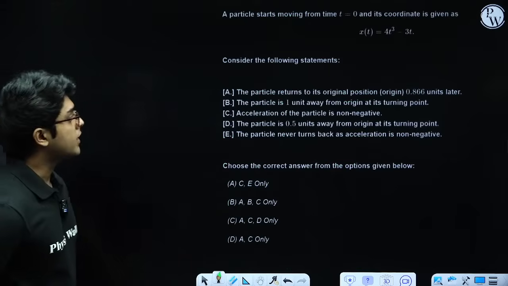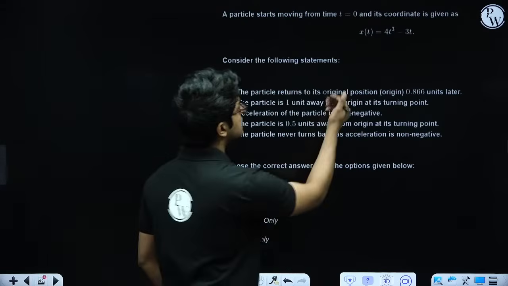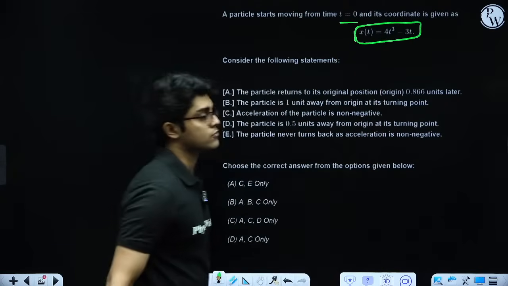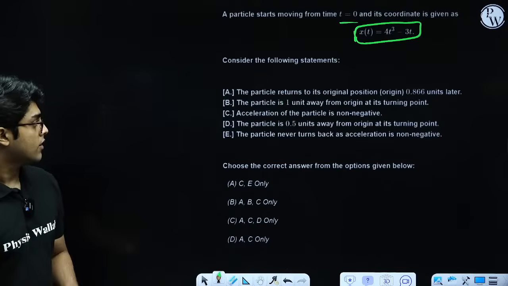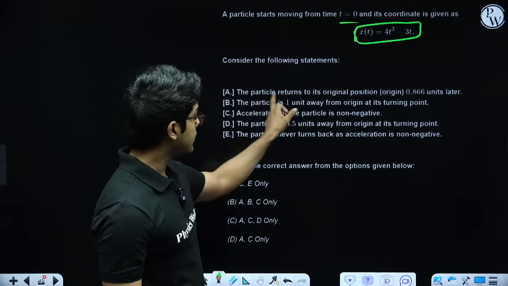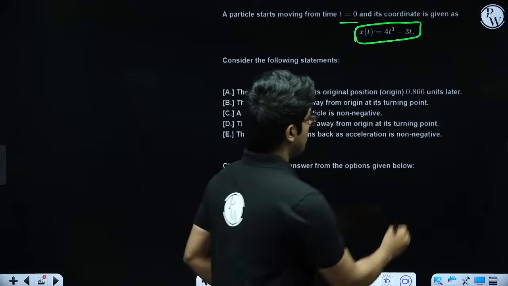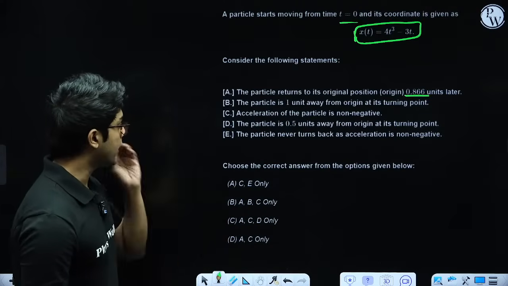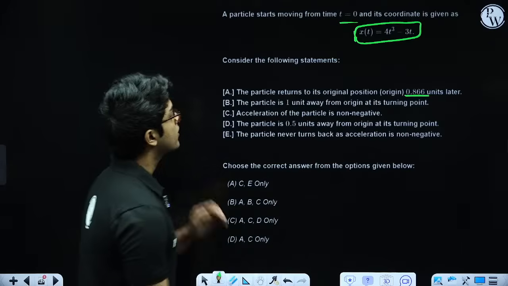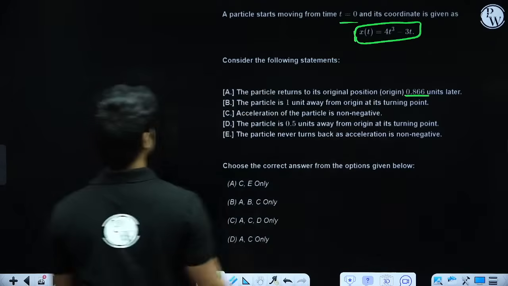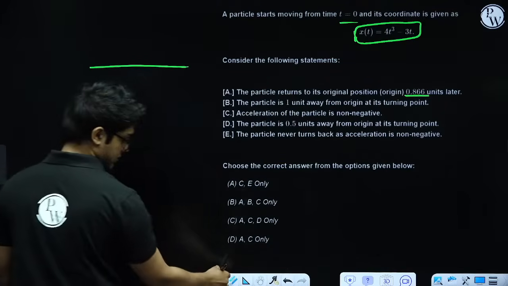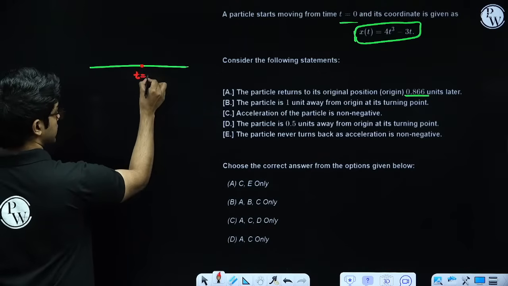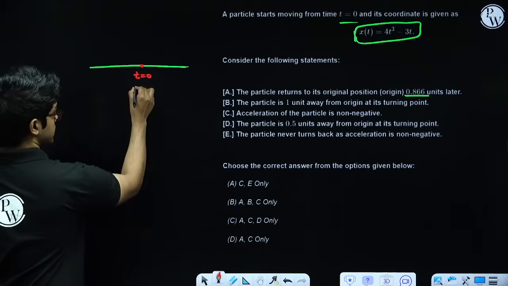Okay, so this is another kinematics problem. So we have a particle that starts from t equal to 0. X coordinate is given to us. So this is a one-dimensional motion. The first part is the particle returns to the original position 0.866 units later. So this is the time unit. So the first question is asking, when is the particle coming to the original position? So at t equal to 0, the particle was at the origin. So if this is the x-axis, this is the origin, this is where the particle is at t equal to 0, which is x equal to 0.